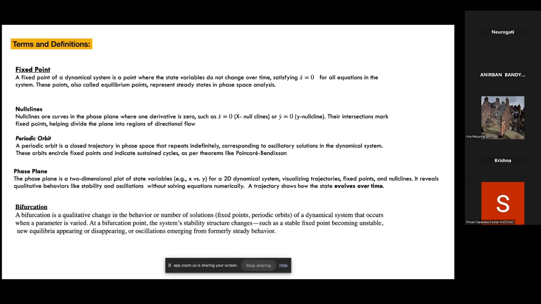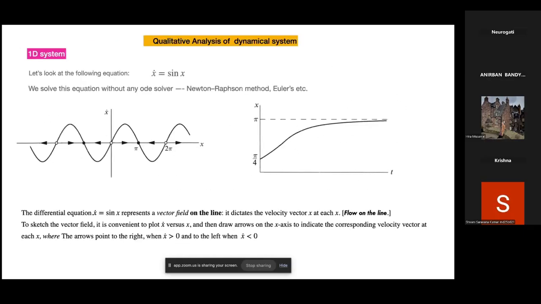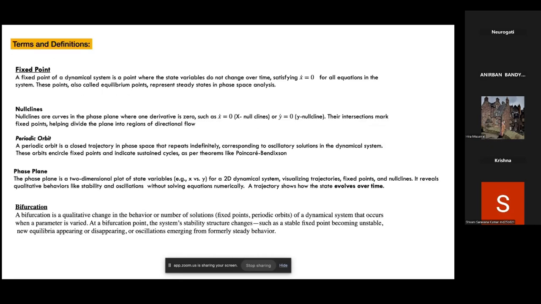Then I'll use a term called phase plane. What is the phase plane? It shows how the differential equation evolves over time in the xy plane. In the first slide, I showed the x dot versus x graph, right? And the vector field or velocity vector of x on a line, so we call it a flow on the line. If you plot this on the xy plane, it will be all over the place. You'll see it just a minute from now. And bifurcation is when we change some parameters of the differential equation and get different kinds of solutions, like fixed points, periodic orbits, and so on.